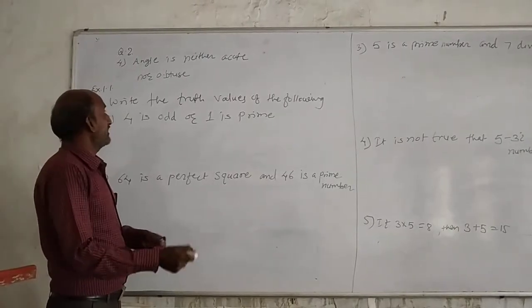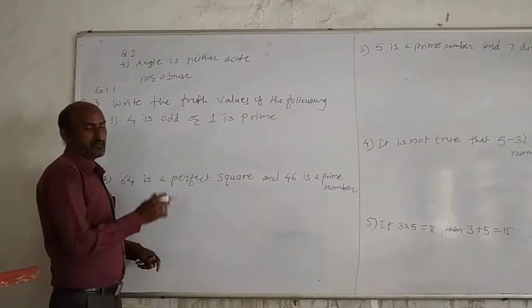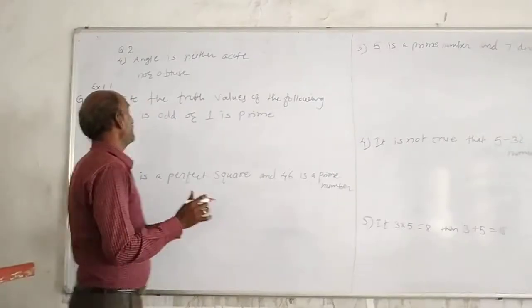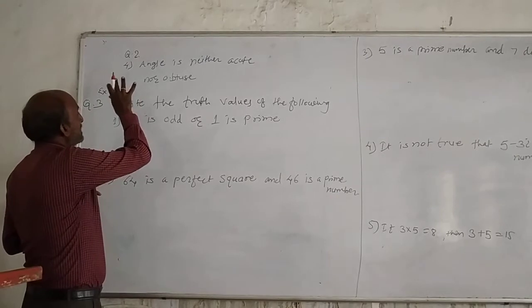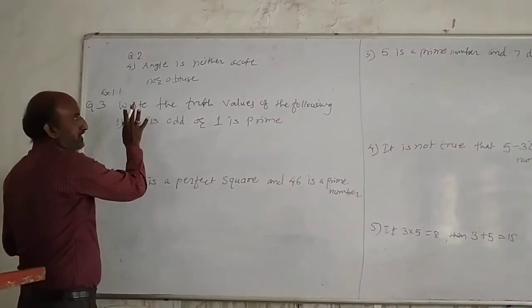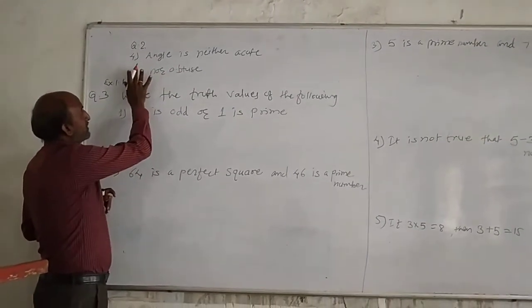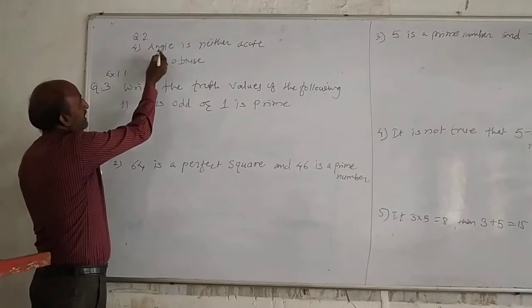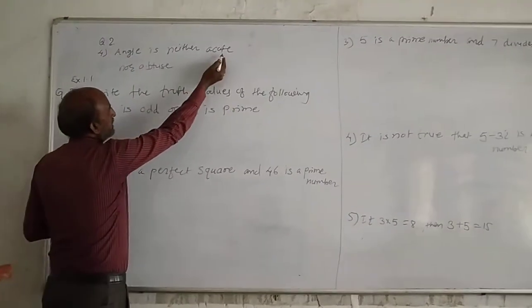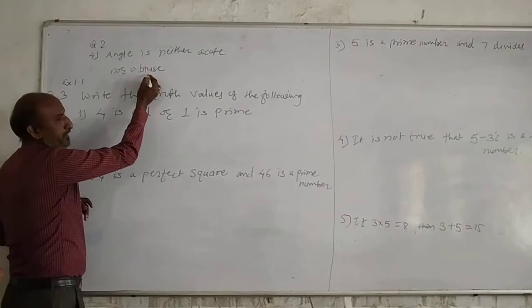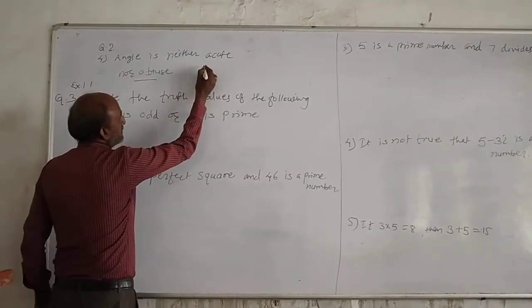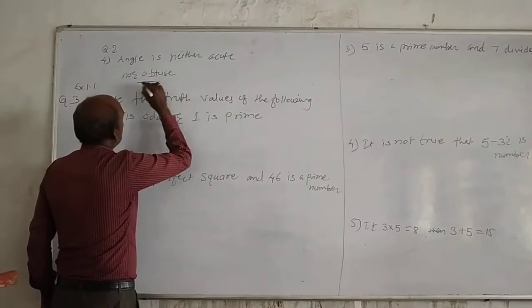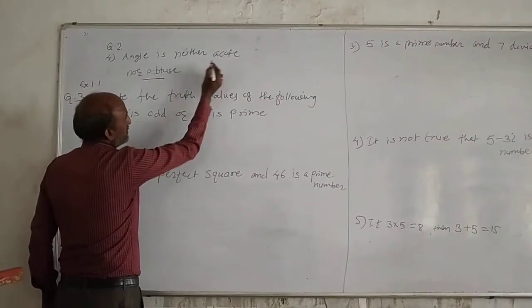Hello students. Yesterday we discussed exercise 1.1 in mathematical logic. Exercise 1.1, question number 2. The question is: the angle is neither acute nor obtuse. Here, you have to find the truth values of these in symbolic form.